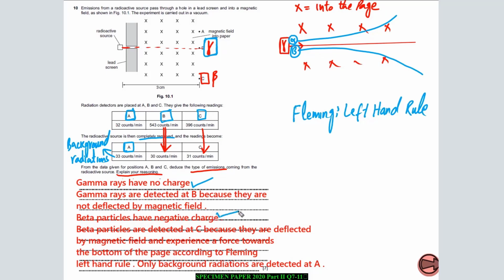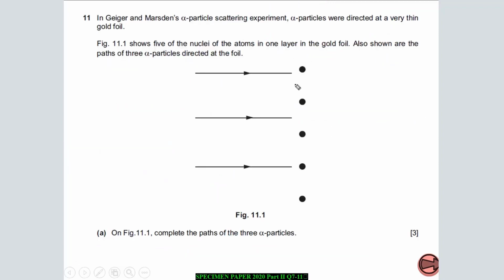Beta particles have negative charge, and they are detected at C because they are deflected by the magnetic field, as they have charge. The force they experience is towards the bottom of the page, so they go like this, because the force on them is towards the bottom. And at point A there are only background radiations. So background radiations are detected here.